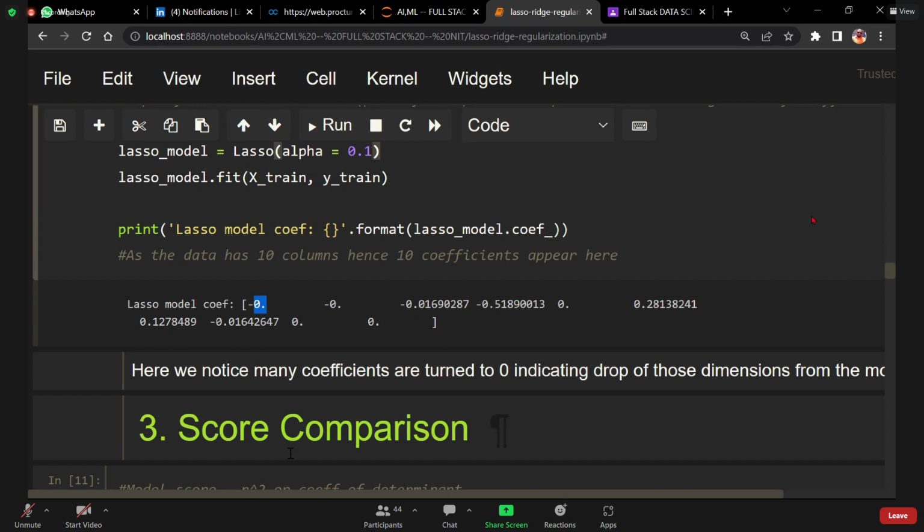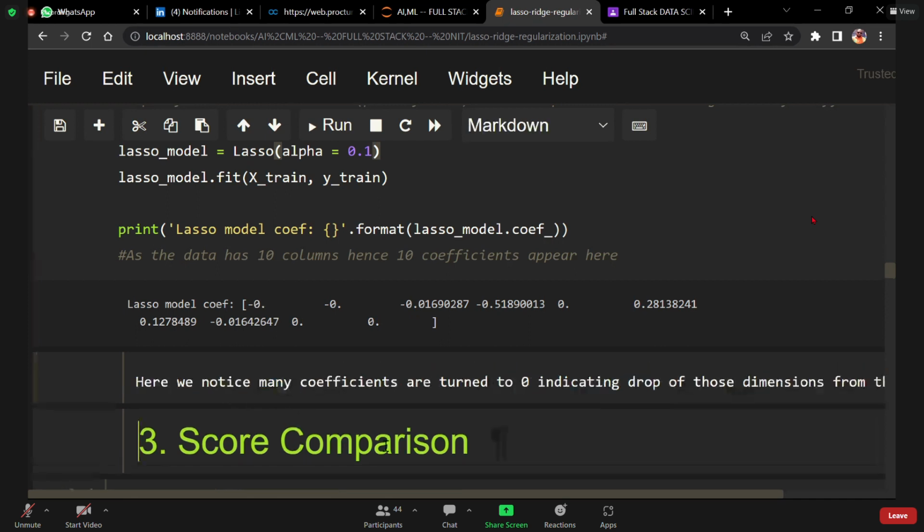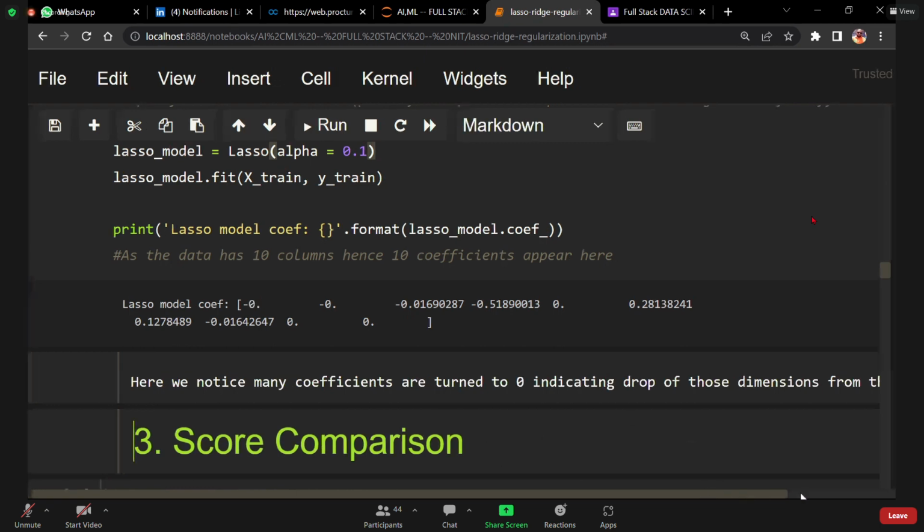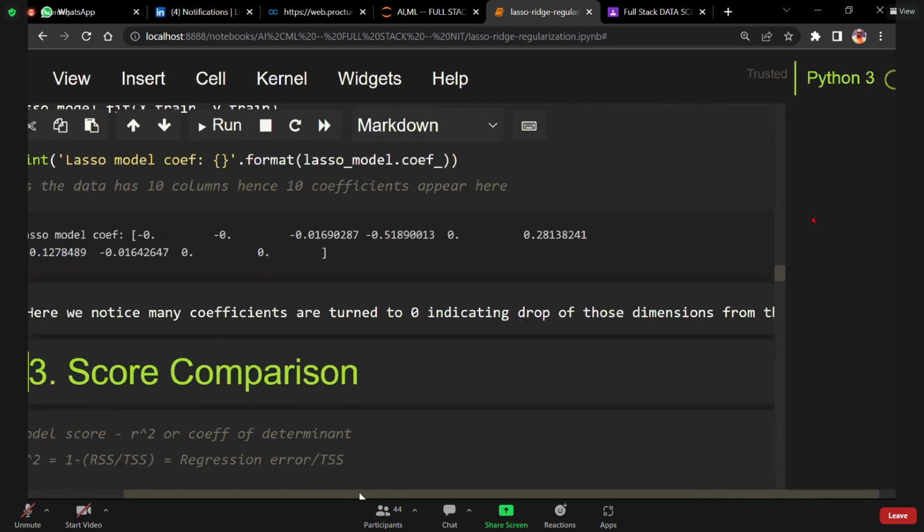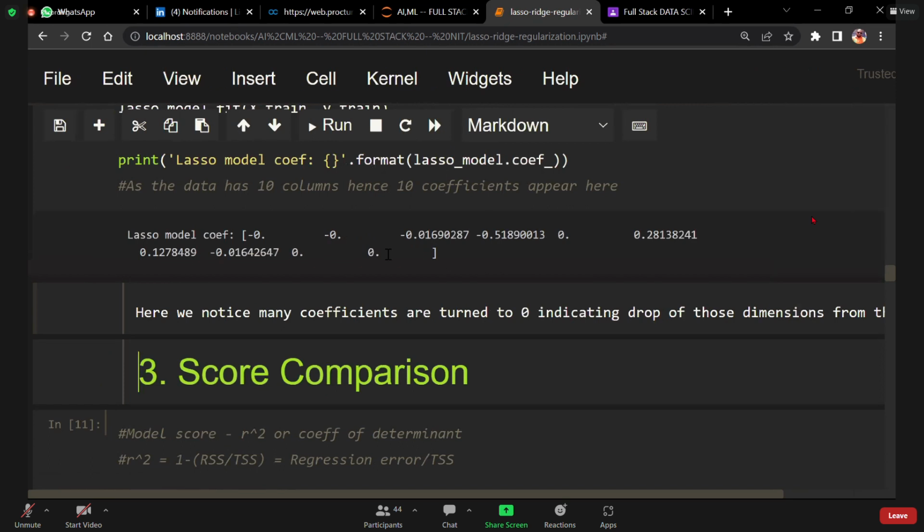So guys, do you understand or not? So what happened here? We notice many coefficients turn to 0, indicating a drop of these dimensions from building the model, guys. I hope you understand. So that's why when we remove the elements, the overfitting is reduced or not? The overfitting is reduced.